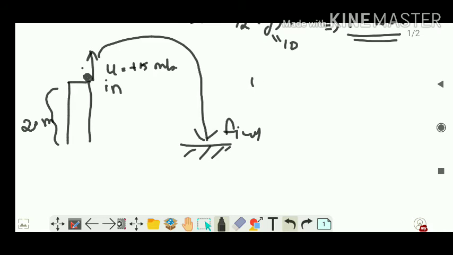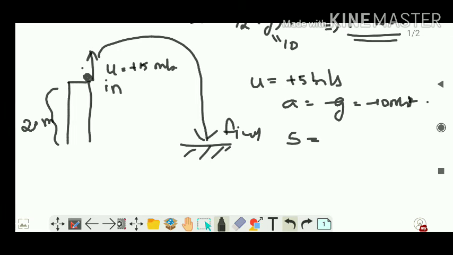Simple, right? So U is plus 5 meter per second. A is minus G, that is minus 10 meter per second square. It is downward, right? So tell me, what would be the displacement? This is its initial position, this is its final position. In the case of the y direction, guys, you remember when you are throwing up or down, the displacement you are supposed to take in the Y direction. So here the displacement as per the diagram is 20, and in the downward direction S will be minus 20 meter, right?